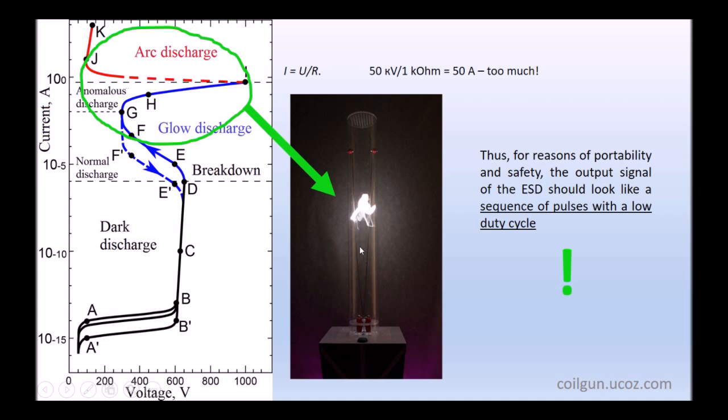It is the so-called Jacob's ladder, and you can see that it is such a big device. You may have seen it in amusement parks, and it is powered by, at minimum, a microwave oven transformer of maybe a kilowatt of power. So you cannot put this thing into your pocket. Thus, for reasons of portability and safety, the output signal of our electroshock should look like a sequence of pulses with a low duty cycle. It is a very important conclusion.